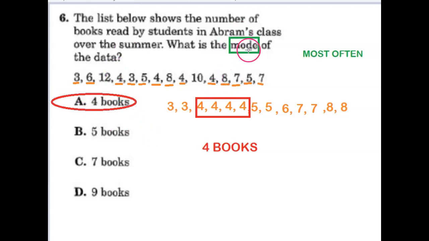So remember, it's easy to do mode. All you have to do is count. It's one of the easiest things you can do. That was number 6. All right.